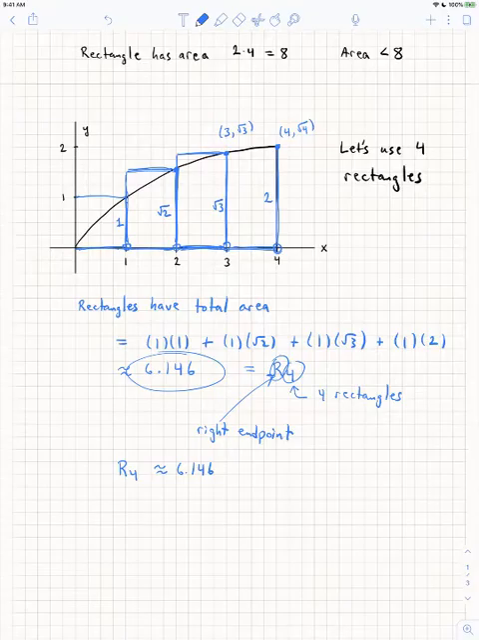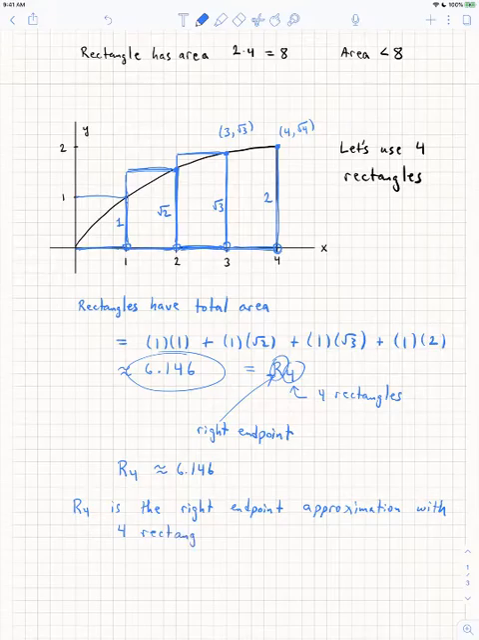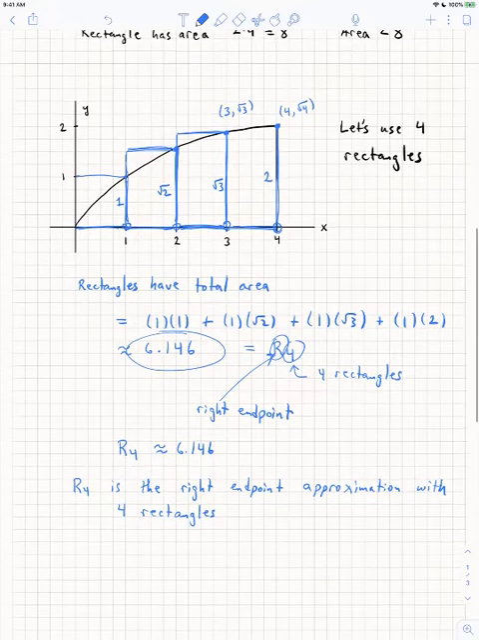Let me write that down. So R4 is the right endpoint approximation with 4 rectangles. That's what the 4 is for. I can also use the left endpoint. That's why we have an R. So you can also have an L.